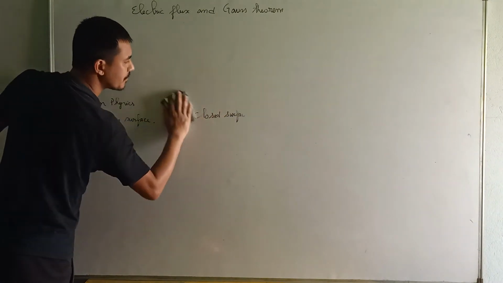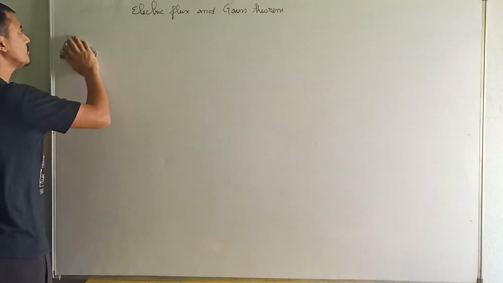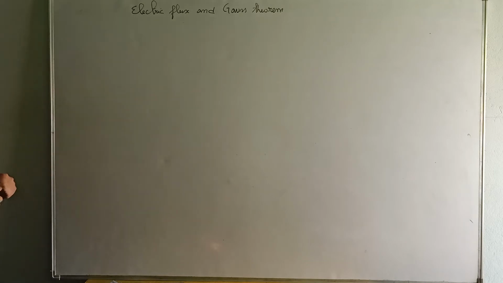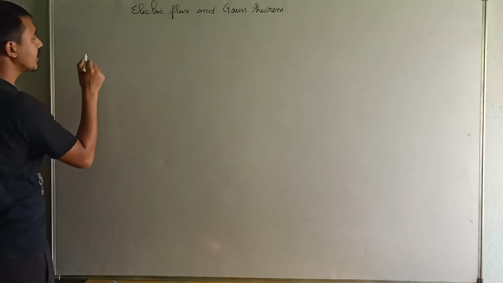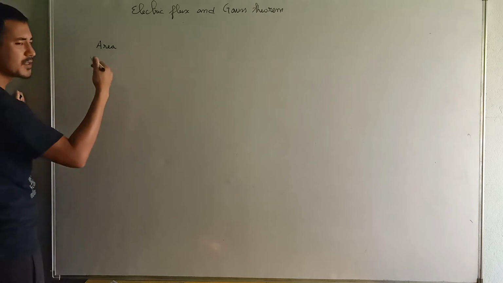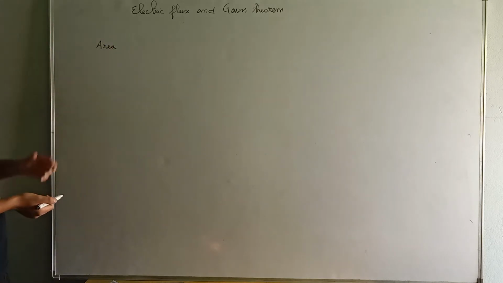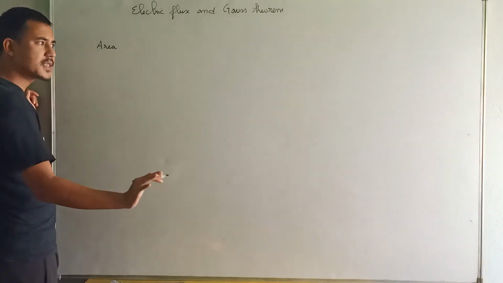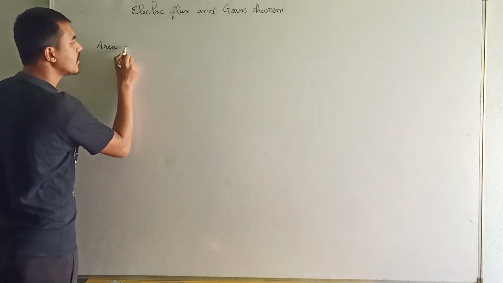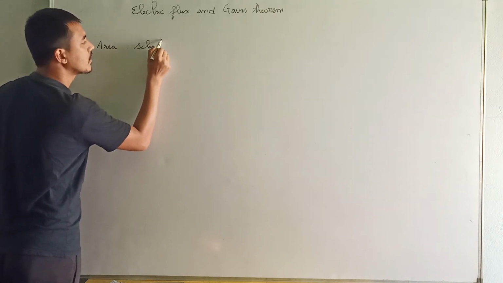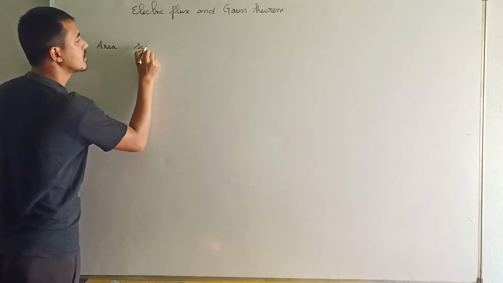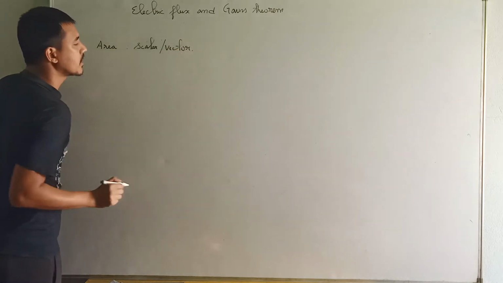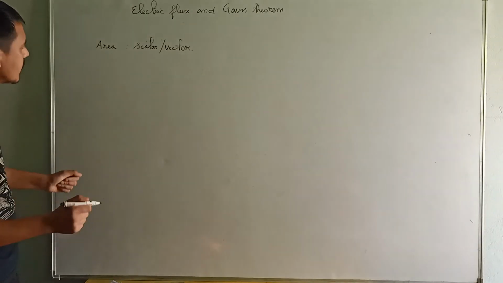So let me ask a very small question. Is area a scalar quantity or a vector quantity? Area of a square, area of a rectangle, area of a circle, just think about any 2D surface, open surface. Is area a scalar or a vector quantity? A scalar quantity. That's how you think.